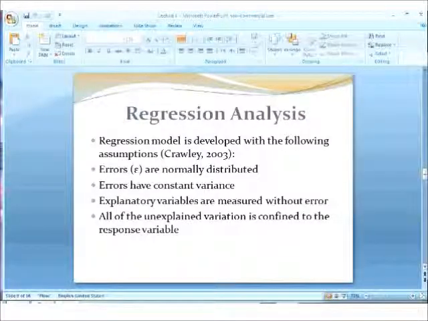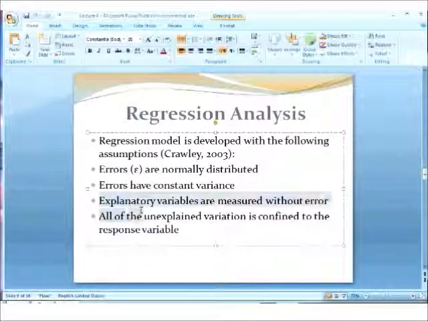So, the third assumption, which is a very basic assumption, is that all the independent variables, or explanatory variables, the variables that explain the variation in our dependent variable, are measured without error. Of course, it is not always possible, but this is an assumption. It's not always possible that we measure something without errors. However, we try our best.